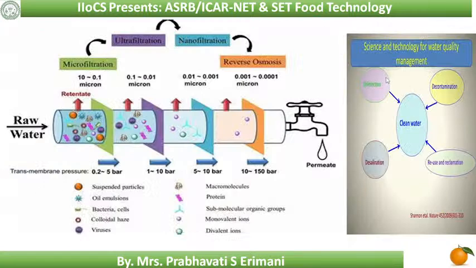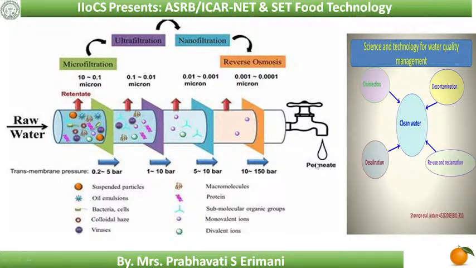Here also, if we want clean water, disinfection and decontamination will happen and it will give clean water. Desalination they are doing, and we get clean water, and reuse and reclamation. All these things can be done by filtration: microfiltration, ultrafiltration, nanofiltration, and finally reverse osmosis. Here you can see the raw water passing through all these membranes.